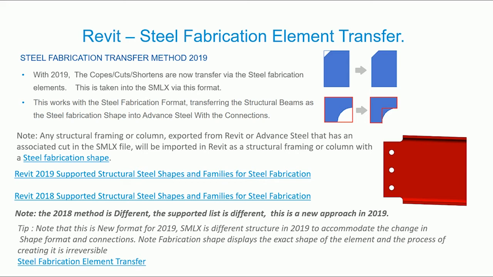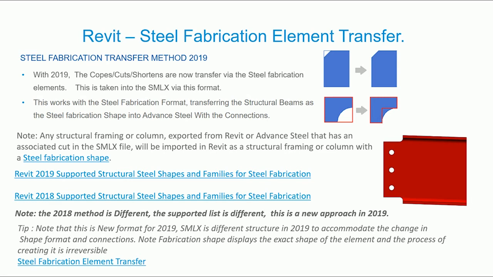There is this new fabrication format, which was brought about by the introduction of the new tools under the steel toolbar ribbon tab. It changes it into a new type of element inside Revit as far as I can work out, and it's a steel fabrication shape. There is a couple of help pages on that. If you search for it, you will find them. Again, it works with the supported families inside Advanced Steel.